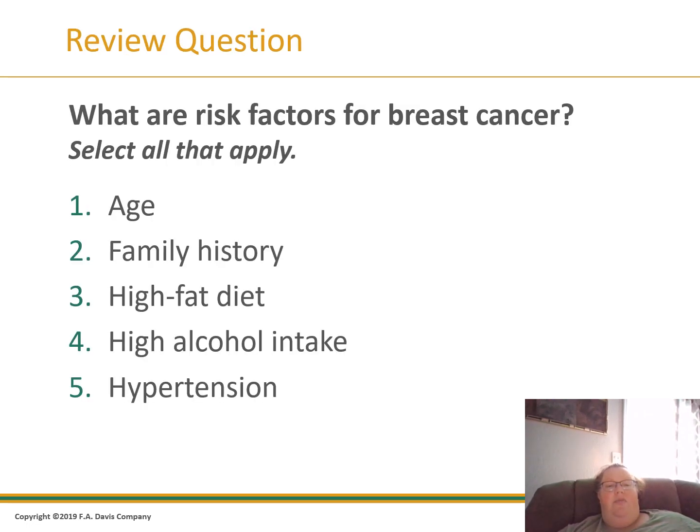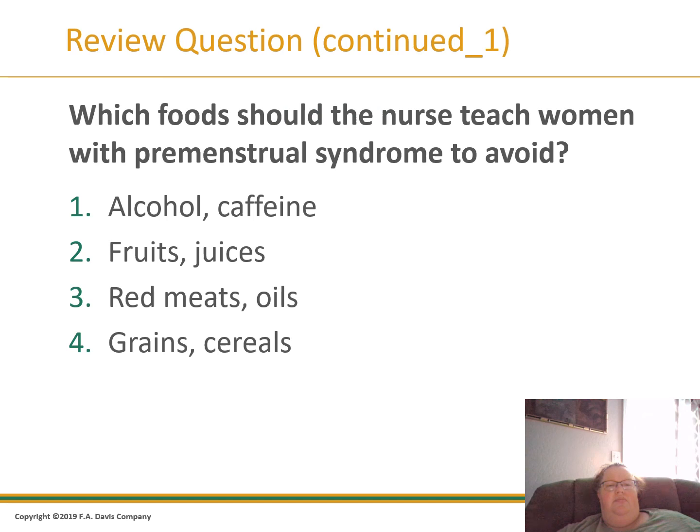What are risk factors for breast cancer? Age, family history, high fat. So 1, 2, 3, and 4. Hypertension is not a risk factor. What foods should the nurse teach women with premenstrual syndrome to avoid? Let's go with alcohol, caffeine, number 1.